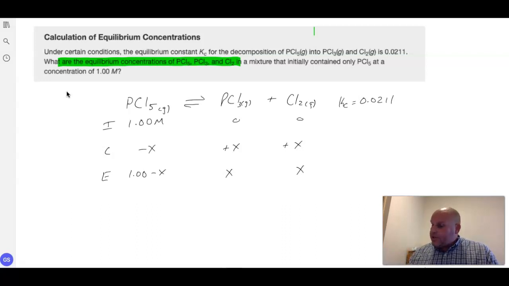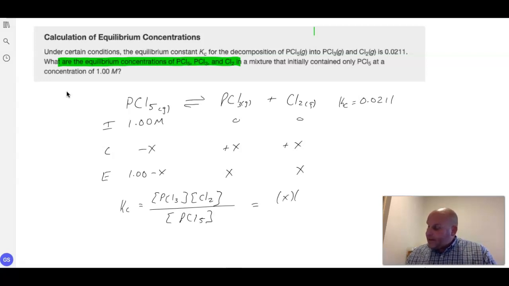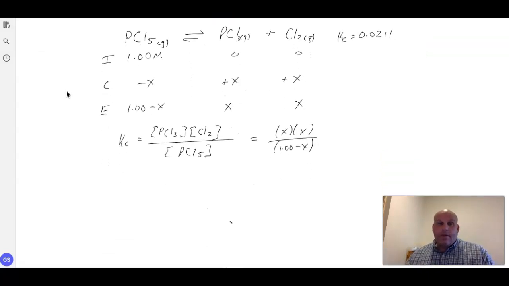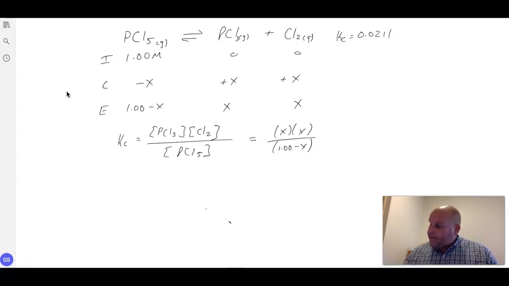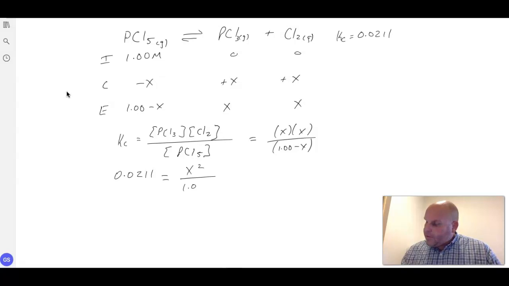So when I think about what my expression is going to look like, okay, my Kc is going to be the concentration of PCl3, concentration of Cl2, all over the concentration of PCl5. Okay, so now I have a situation where I have x times x over 1.00 minus x. And when I set that up with the Kc value that the problem gave me, I'm going to get 0.0211 equals x squared over 1.00 minus x. I'm going to get this expression here.